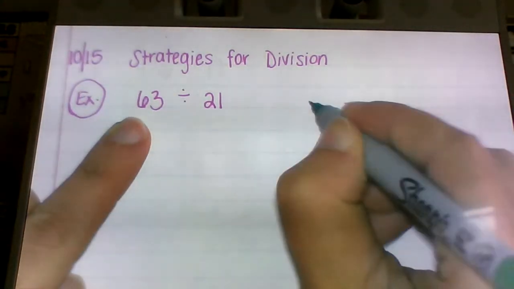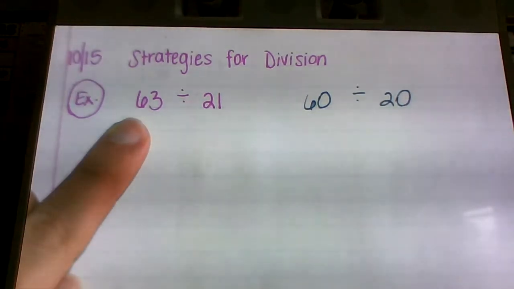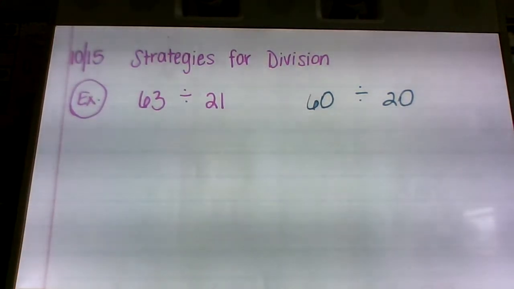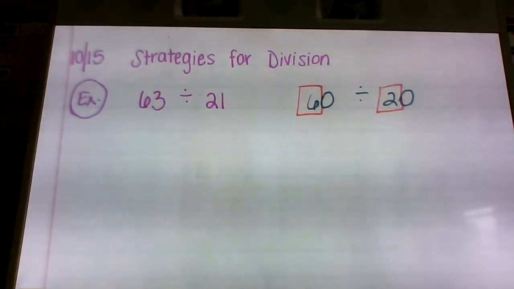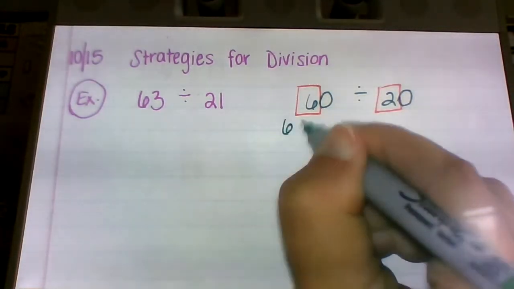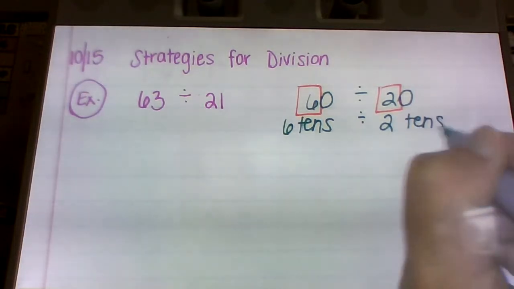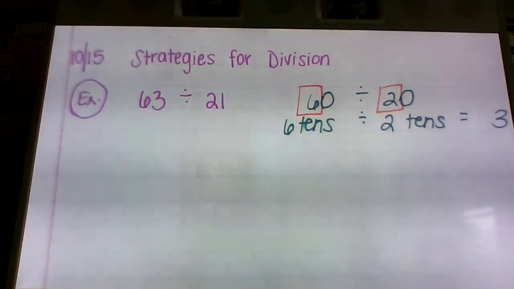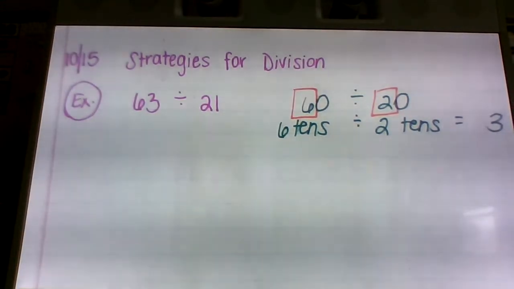If I had them estimate, I would suggest 60 divided by 20. I would want to round off to a number that would bring my kids back to a basic math fact, being 6 divided by 2. This would be written as 6 tens divided by 2 tens, which would be 3. So I know that my quotient, or my answer when I divide, is going to be somewhere near 3, or it will be 3. So I'm going to set up a standard algorithm.